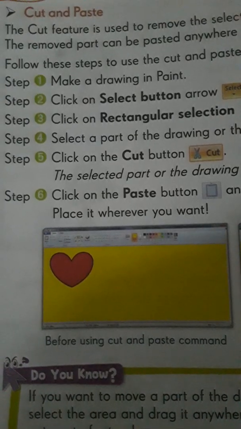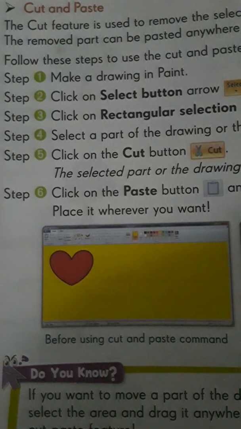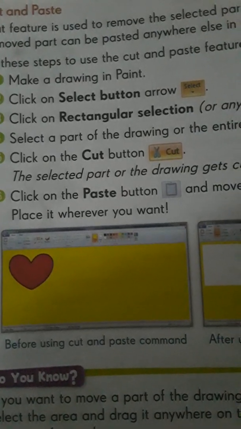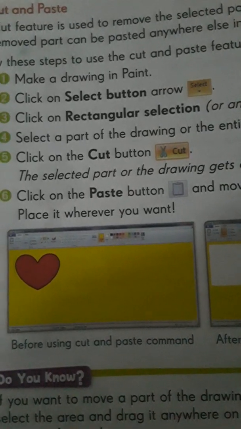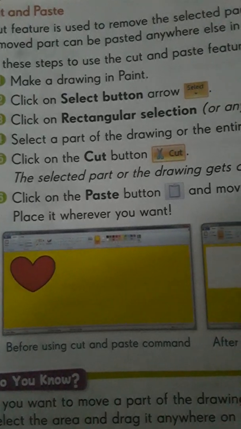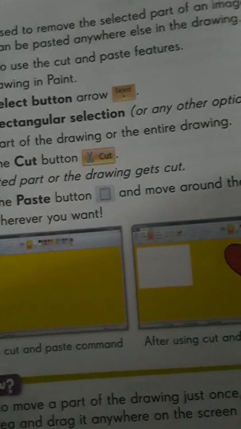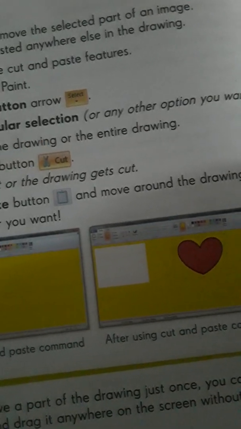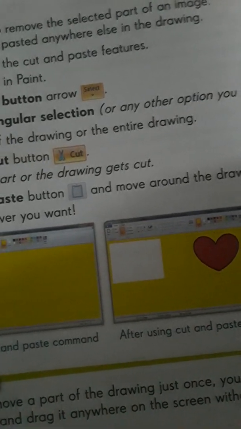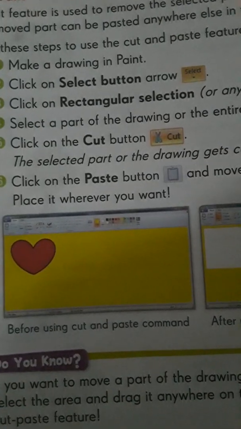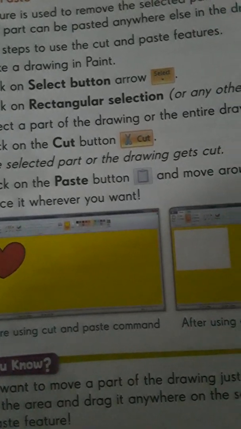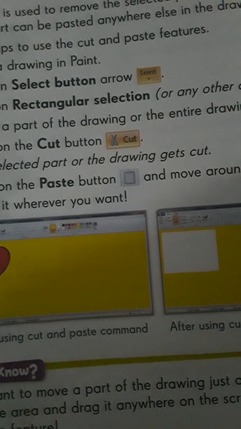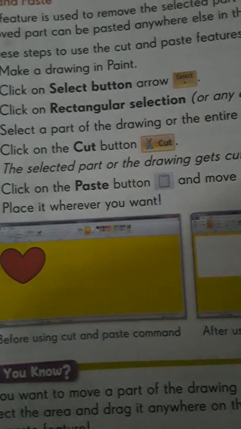First, we need a drawing in Paint, and then click on the select button arrow. Click on rectangular selection. There are options of rectangular selection available, or any option you want. Whatever type of selection you like, you have to click on it. Select a part of the drawing or the entire drawing. We have to select how much we would like to remove from there.